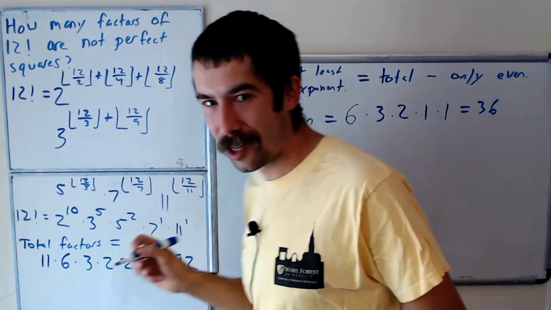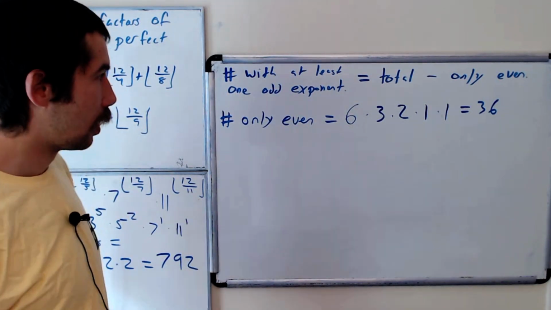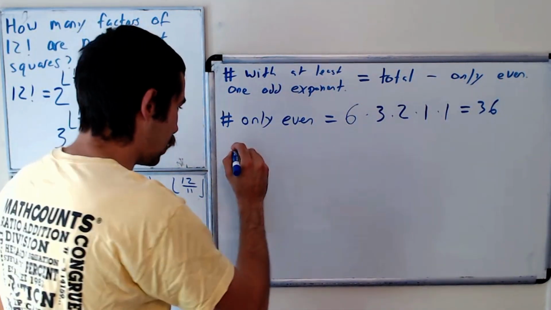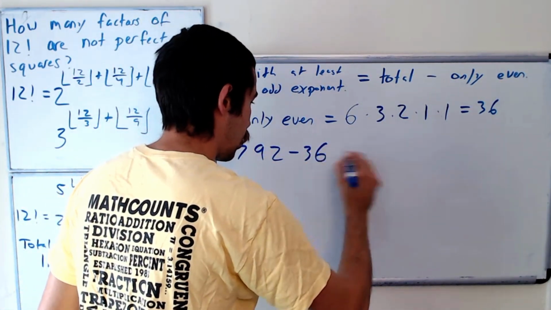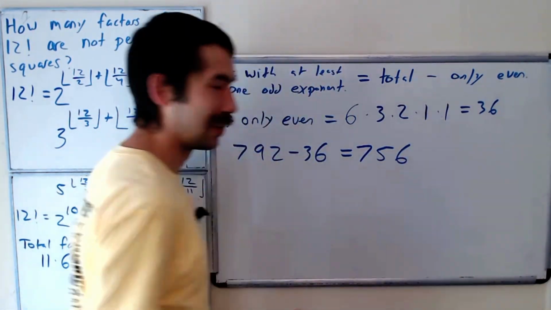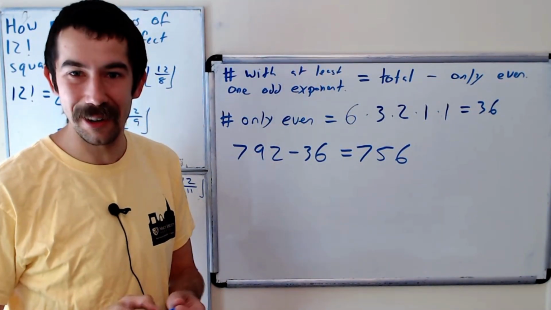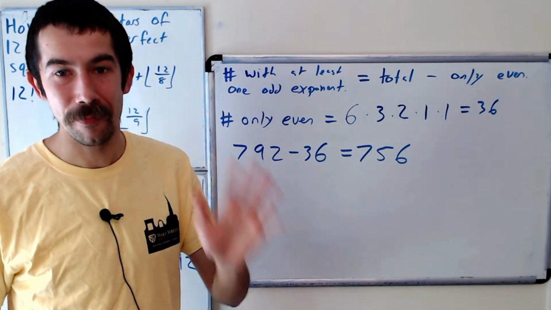So to answer our question, how many factors of 12 factorial are not perfect squares? That's 792 minus 36, which is 756. So let me know what you think. A little number theory, a little combinatorics. I thought it was a neat question. I'll see you later.